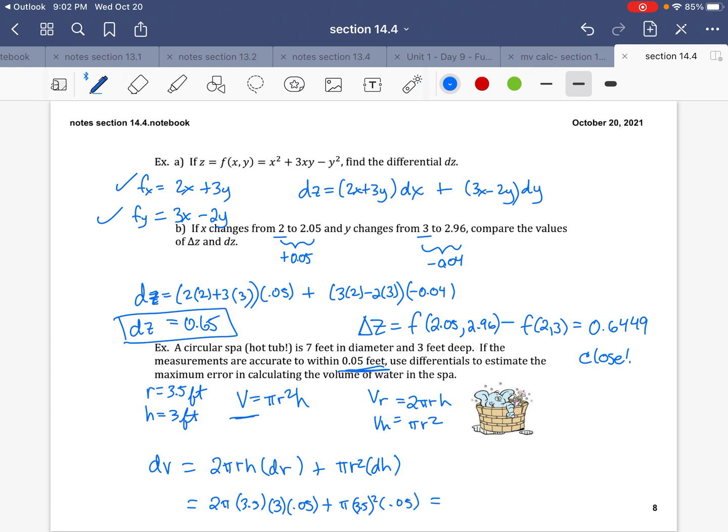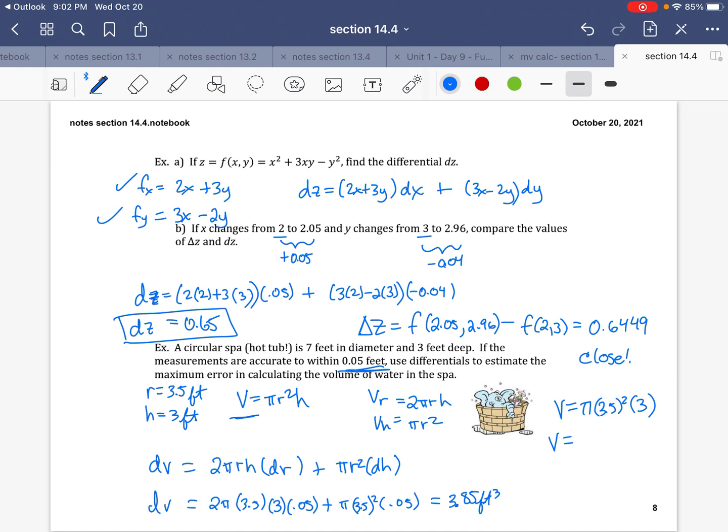Right, so calculate that out. You get 3.85 feet cubed. So your volume is off by about 3 cubic feet. Well, that doesn't mean that much to you. Why don't we actually find the volume of this little spa or whatever. So pi r squared h, so pi times my radius 3.5 squared, and h is 3. Unless I know the real volume, I don't know how much I care about this 3.85 business.